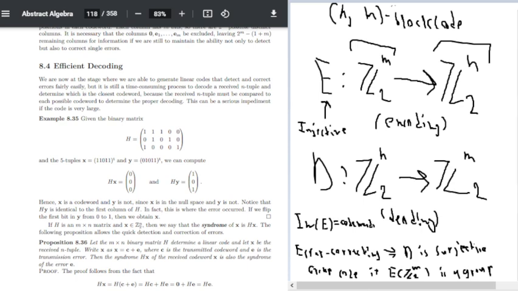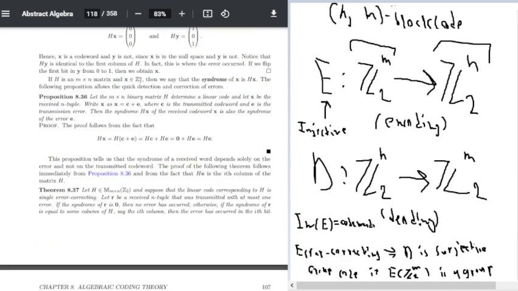If H is an m by n matrix and x is in Z mod 2 to the n, then we say that the syndrome of x is Hx. The following proposition allows the quick detection and correction of errors. Proposition 8.36. Let the m by n binary matrix H determine a linear code and let x be the received n tuple. Write x as x equals c plus e, where c is the transmitted code word and e is a transmission error. Then the syndrome Hx of the received code word x is also the syndrome of the error e.